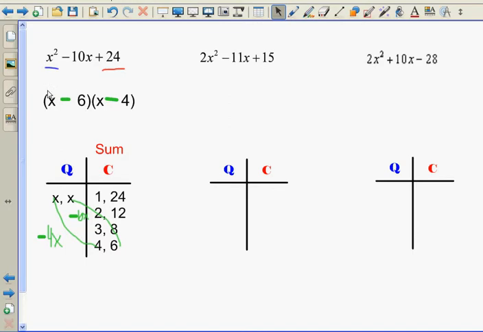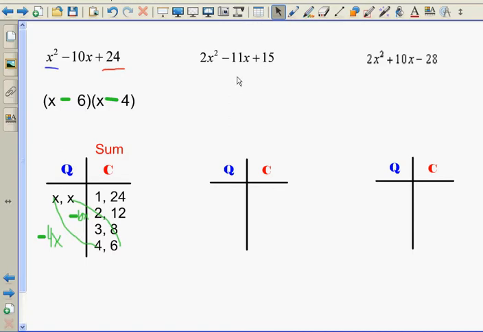And we can always check this by distributing it out. X times x is x squared. X times negative 4 is a negative 4x. Then negative 6 times x is a negative 6x. So negative 4x from before, negative 6x combined to be our negative 10. And finally, negative 6 times negative 4 gives us positive 24, which is what we wanted. So we know we did it right.